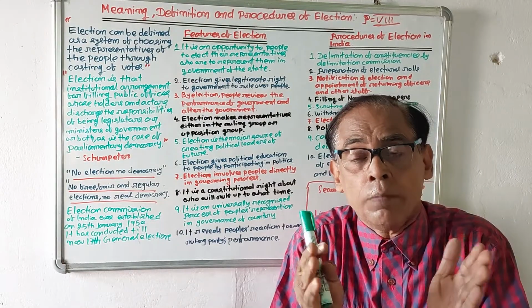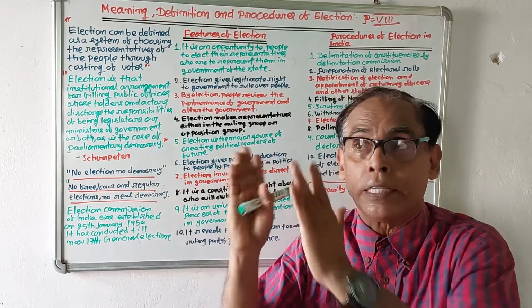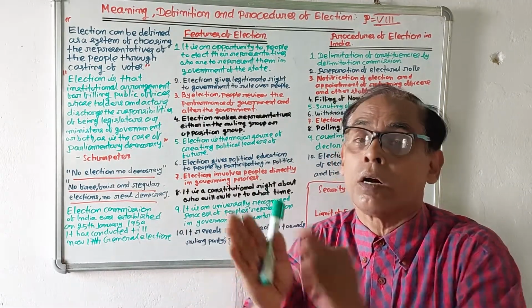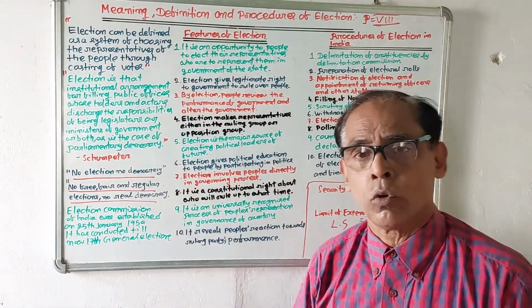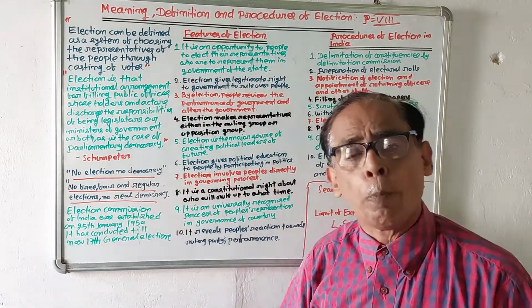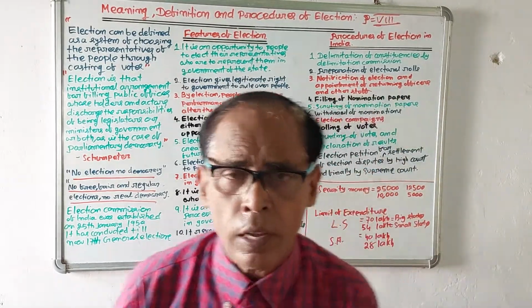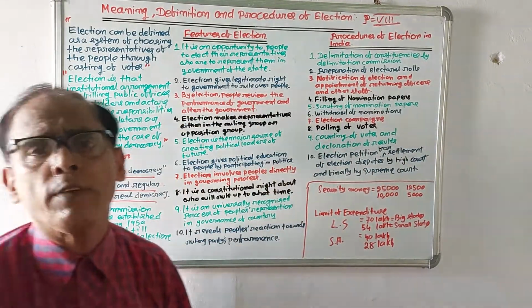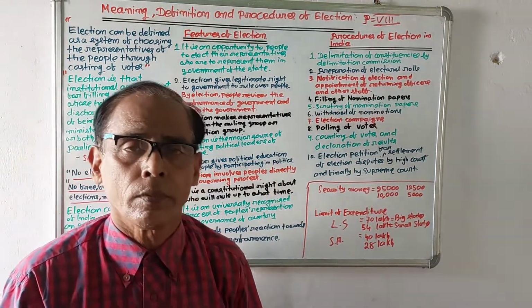So, from the election, people's reaction will be known, whether they support the ruling party or not. So we are clear what an election is. We've discussed the definition of Schumpeter and we have discussed 10 features of election. Now we discuss another part of election, that is the procedure of election in India.